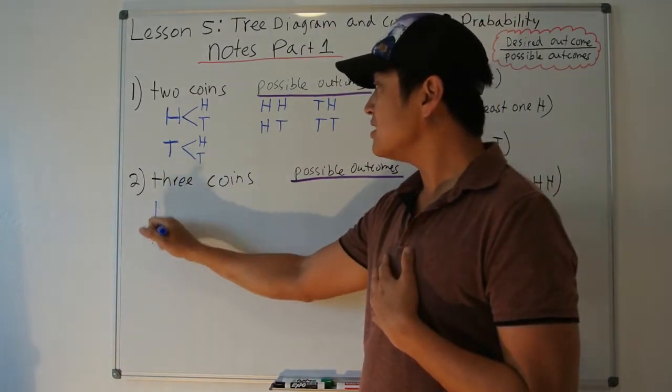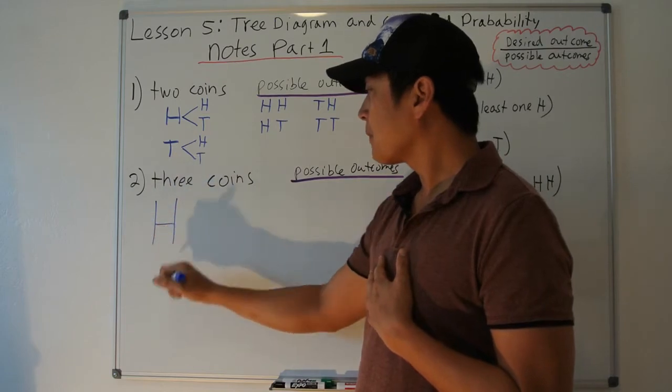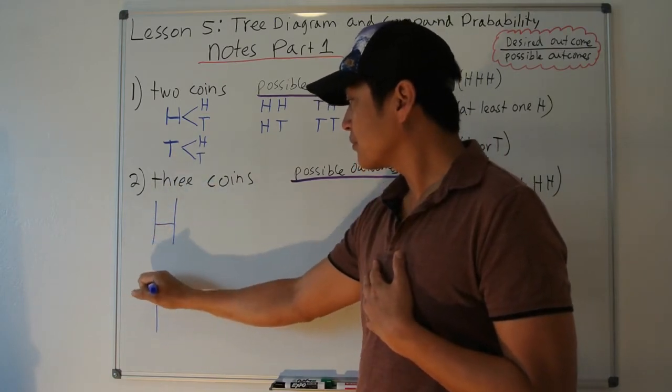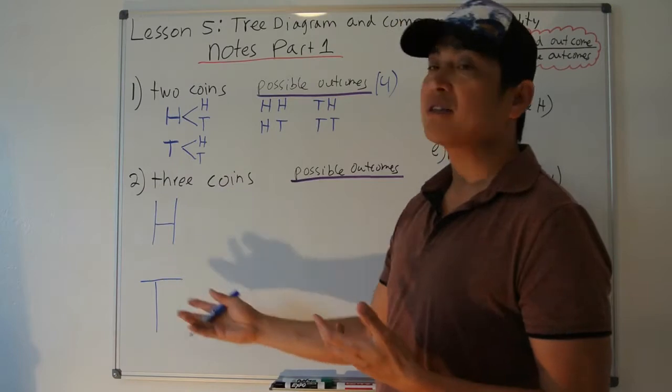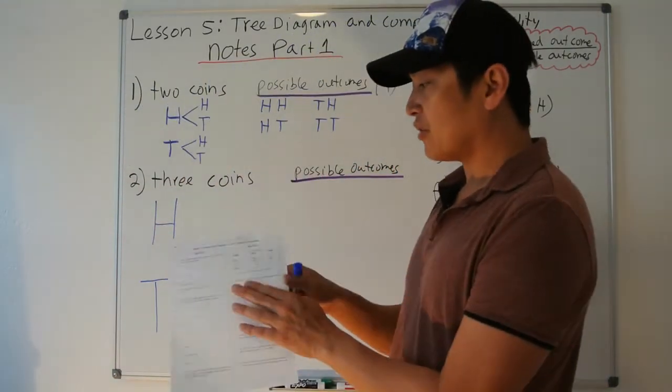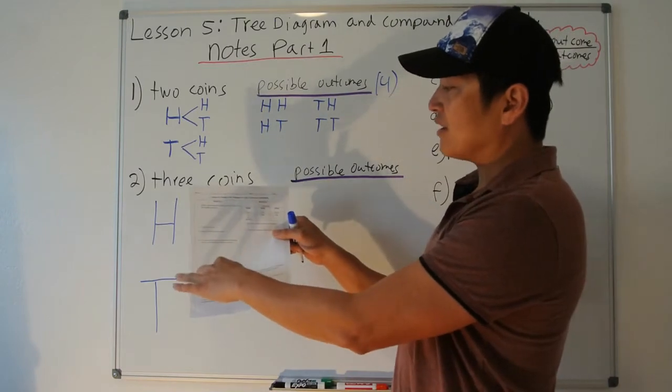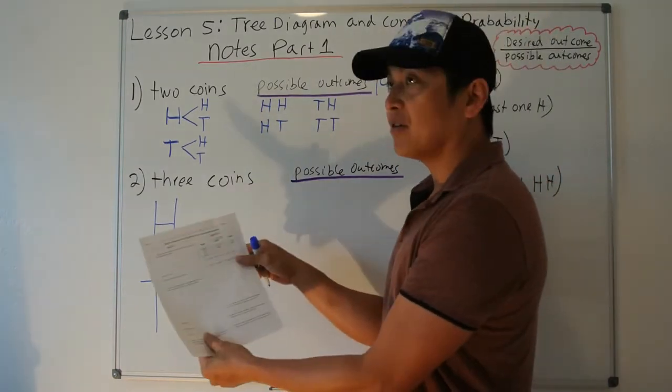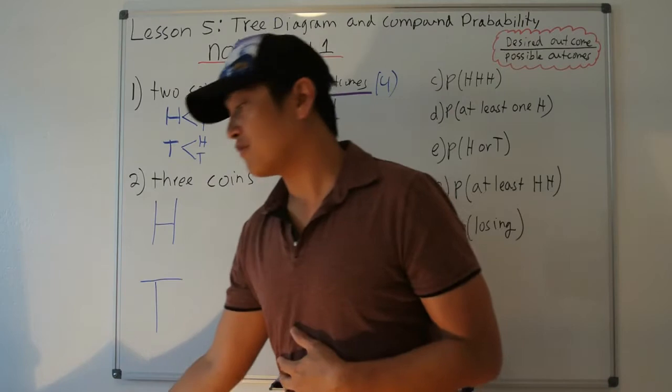So I have heads and tails. Again, you're supposed to write this inside your worksheet. It's already ready for you over here. So you can just write down a tree diagram right there. This makes things easier for you.